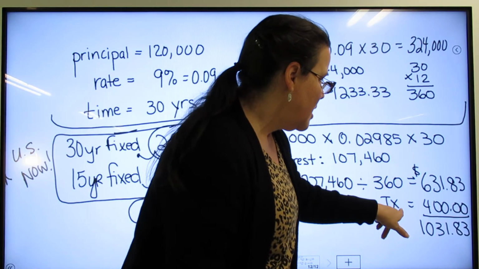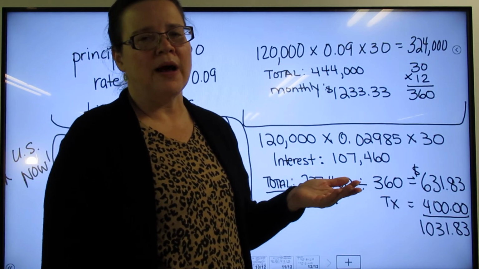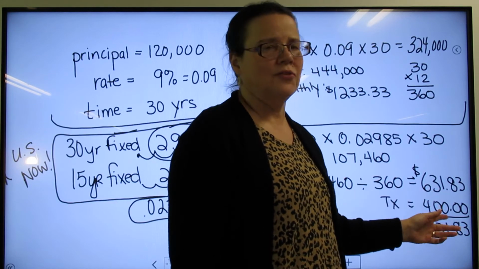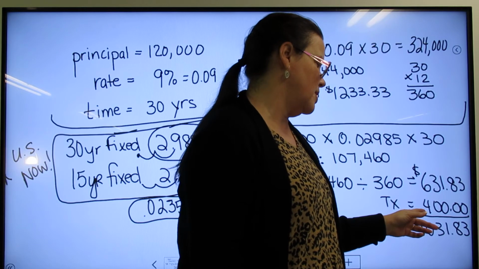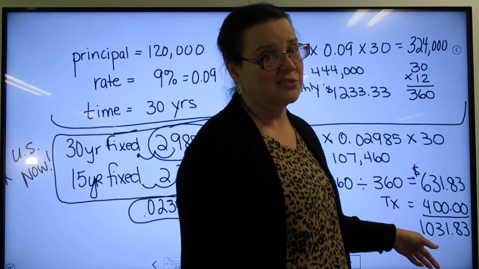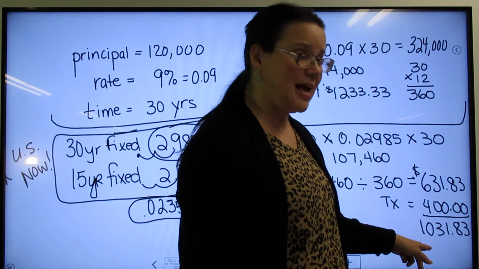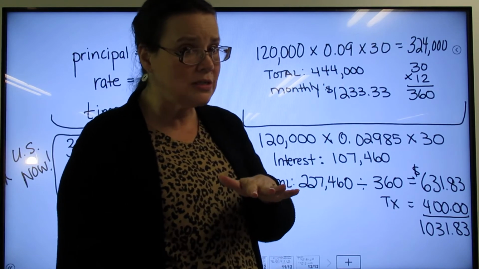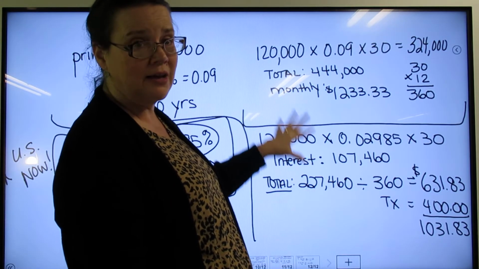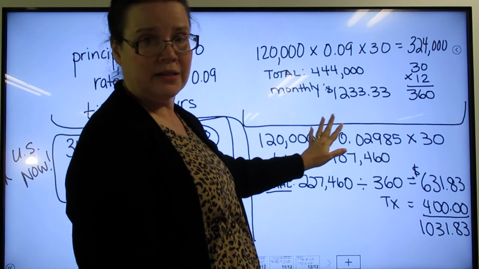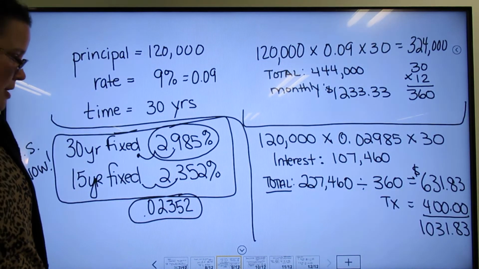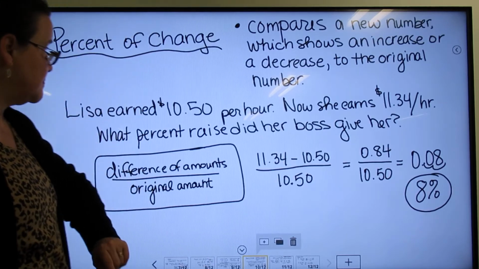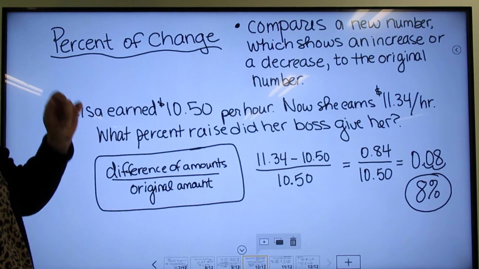And then the taxes, what we talked about is that didn't include your taxes. And if your taxes were $4,800 a year, then your taxes would be $400, and you would actually be paying $1,031. But I'd rather pay that than this. So you decide how you want to buy the house. But real life situations are right in this area here, and you can figure them out by the information you're given. So that leads us to the percent of change.